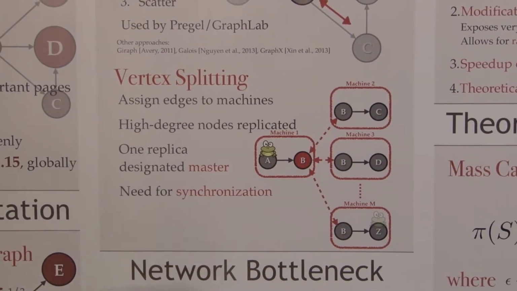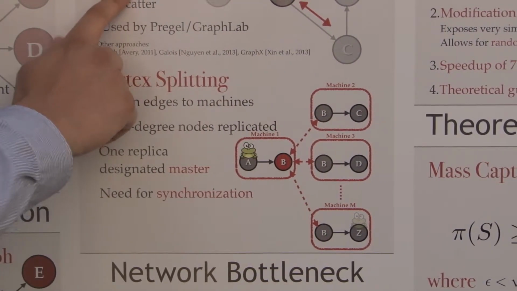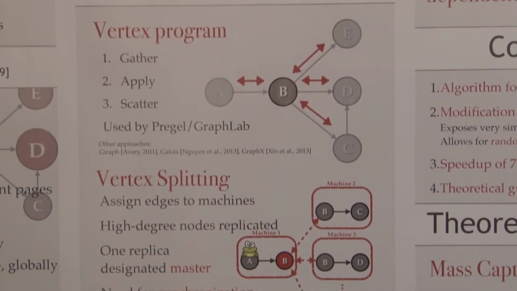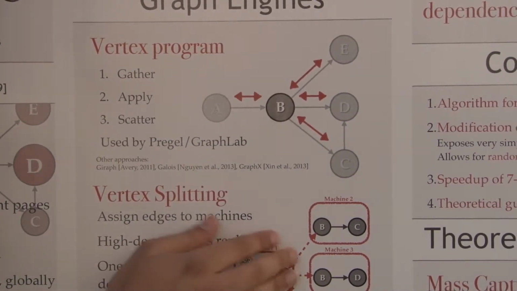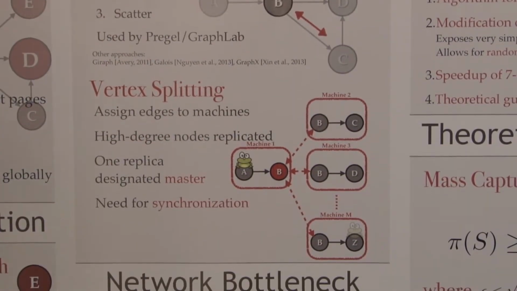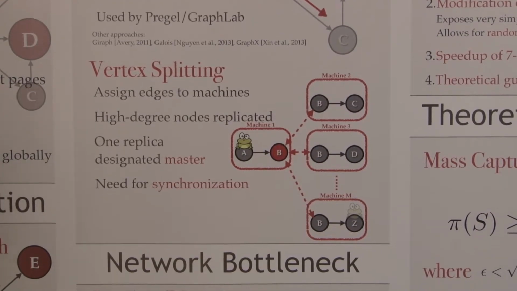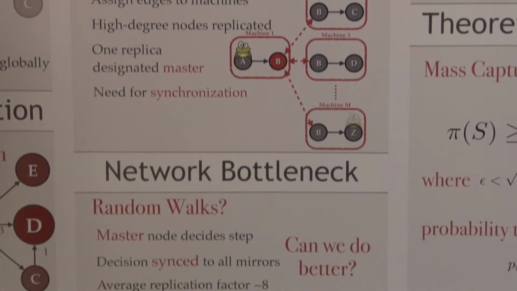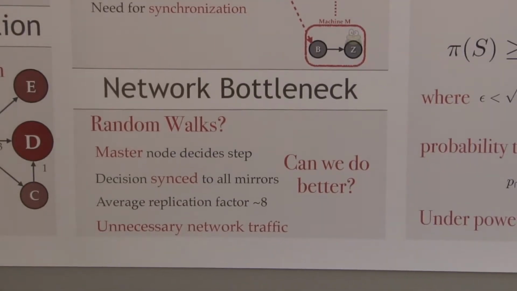So now the idea is that the master node will perform this computation here and change the common state for all of the vertices. But now the new state needs to be synchronized, communicated back to all the mirrors. And that requires a lot of network traffic. And that is the recognized bottleneck for this kind of application.